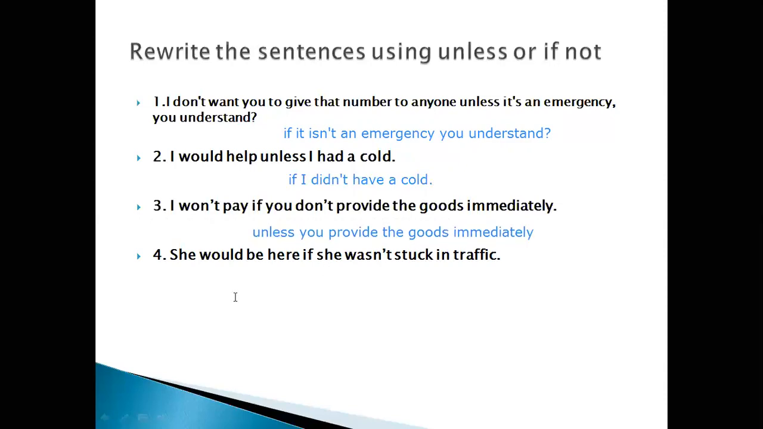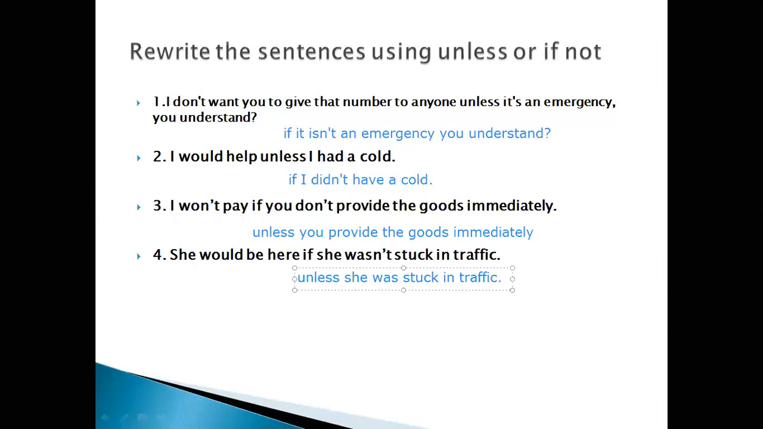Now, number 4. She would be here if she wasn't stuck in traffic. I will say, if she wasn't. So I will change from if to unless. Unless she was stuck in traffic.